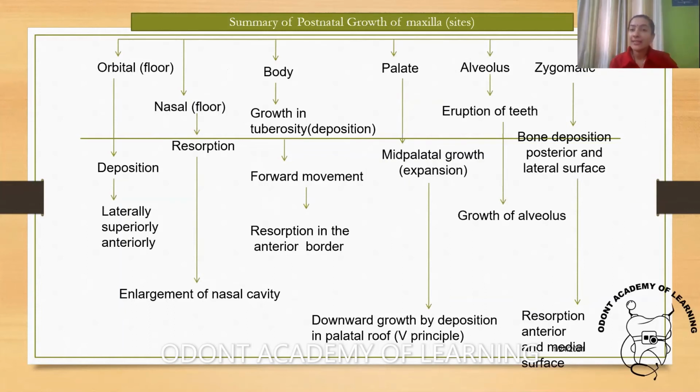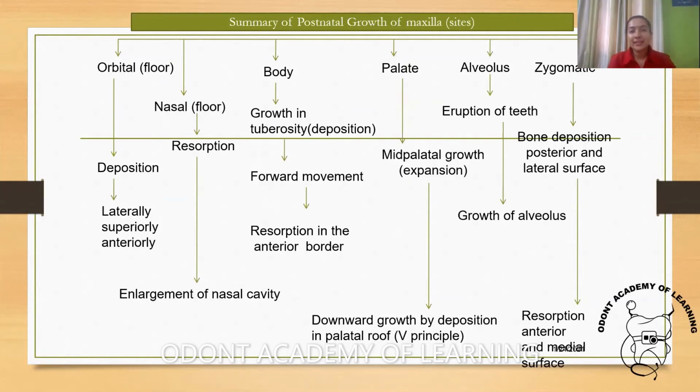Next is the body of maxilla. There is growth in the tuberosity region. Once the tuberosity region grows, there is forward movement of maxilla, and simultaneously there is resorption in the anterior border. Your next major site of growth is the palatal region. In the palatal region, there is mid-palatal growth. If this is your palate, this mid-palatal region will grow. It will lead to expansion of maxilla. There is downward growth by deposition in the palatal roof, which is your V principle. The V principle stands for this only, where the maxilla grows because of expansion in the mid-palatal region, right?